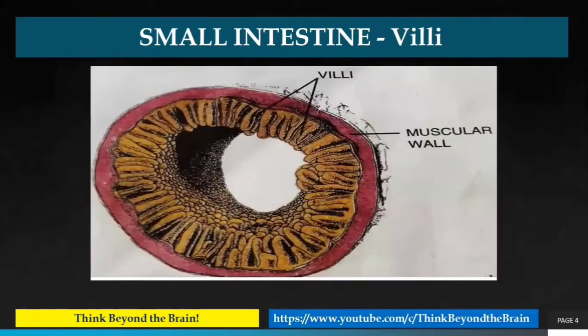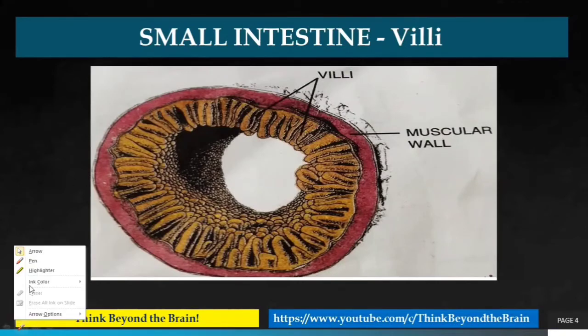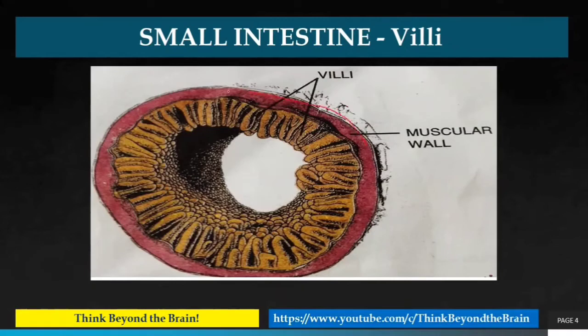So now, villi. What is villi? Villi are finger-like projections in the intestine. This is the long tube of the intestine, and inside it, like you can see, hairy-like structures come up everywhere. These are called villi.